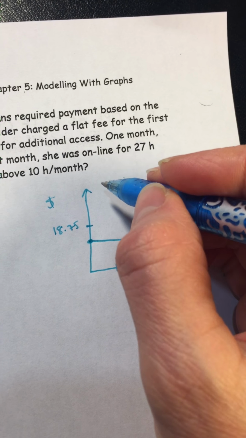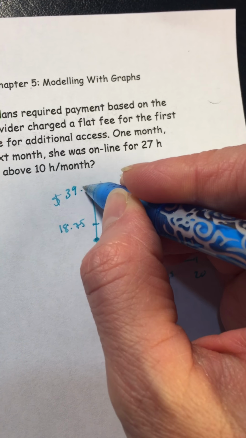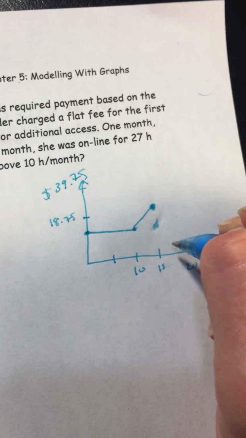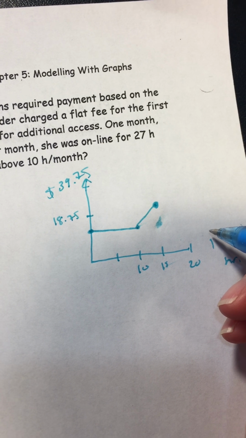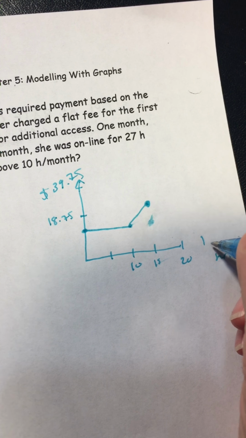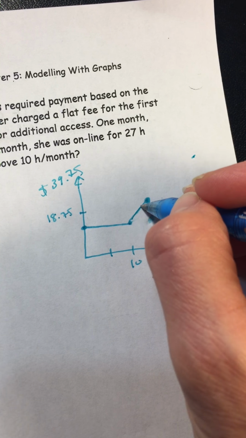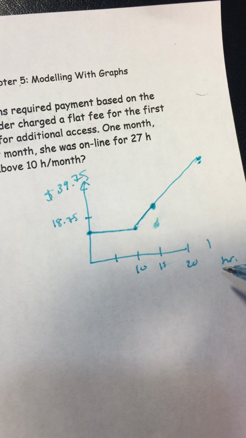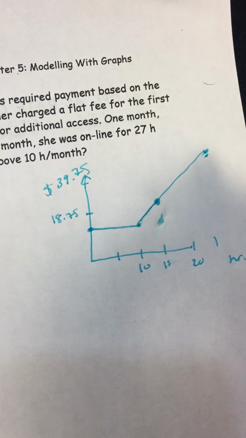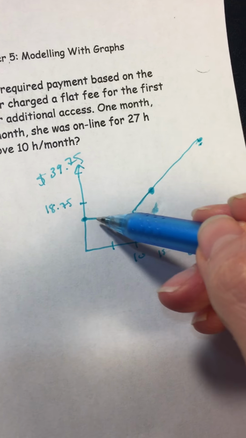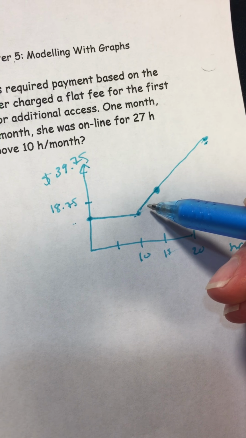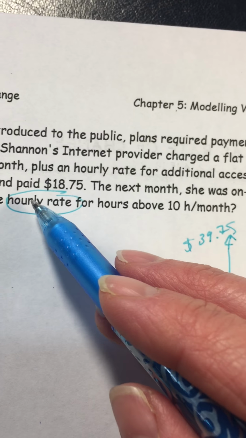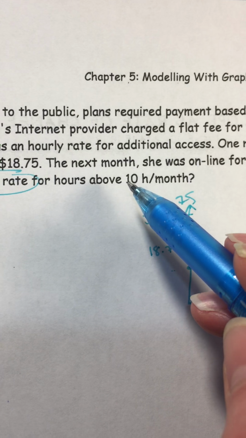And then we know the next one is $39.75. And that happens when it's, how many hours? 27 hours. So something over here. Okay, and it keeps going, it goes up on an angle like that. So we know a visual of what's happening. The first 10 hours is some price that we don't know. We need to find the rate, what we're paying per hour once we're above the 10 hours.